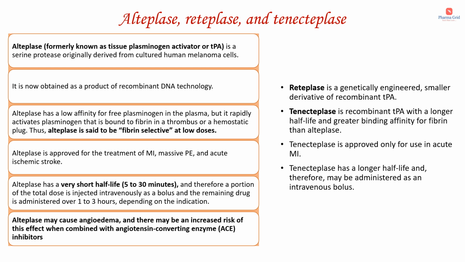Next drug is reteplase. It is a genetically engineered smaller derivative of recombinant tissue plasminogen activator. Next, tenecteplase. It is also a recombinant tissue plasminogen activator with a longer half-life and a greater binding affinity for fibrin than alteplase. Tenecteplase is approved only for use in acute myocardial infarction, and this tenecteplase has a longer half-life and therefore may be administered as an intravenous bolus.